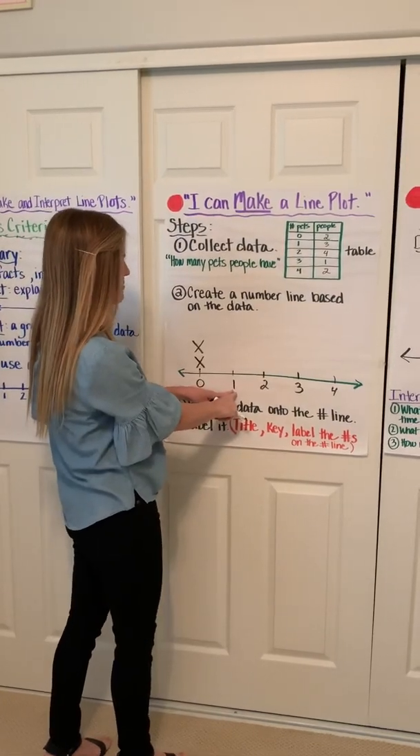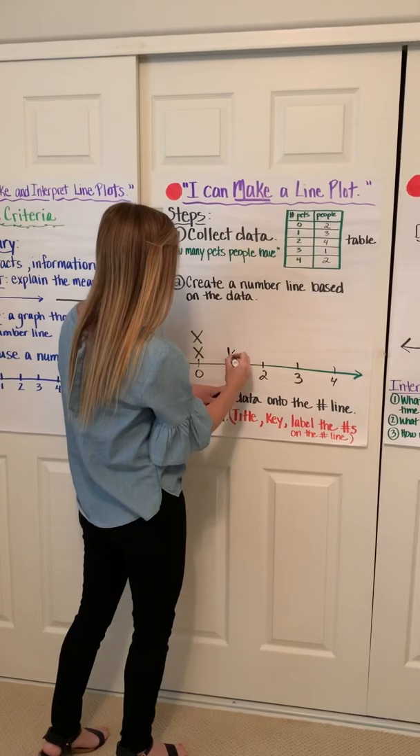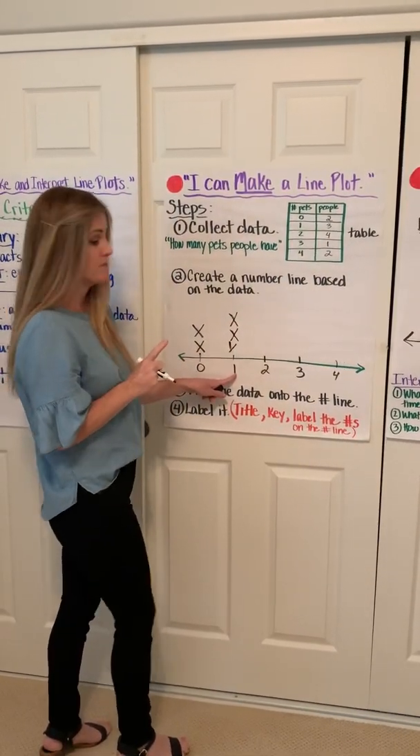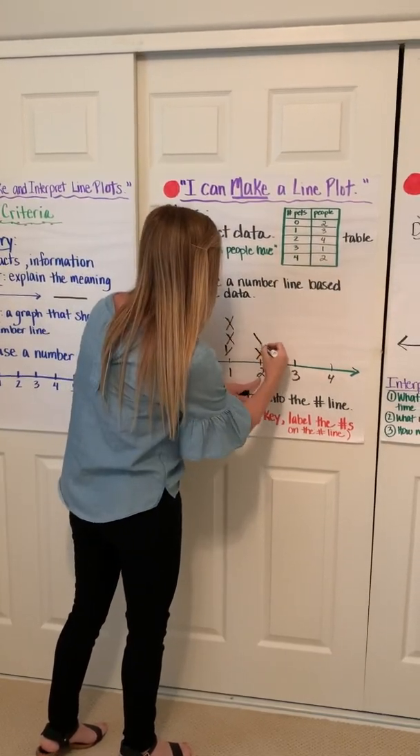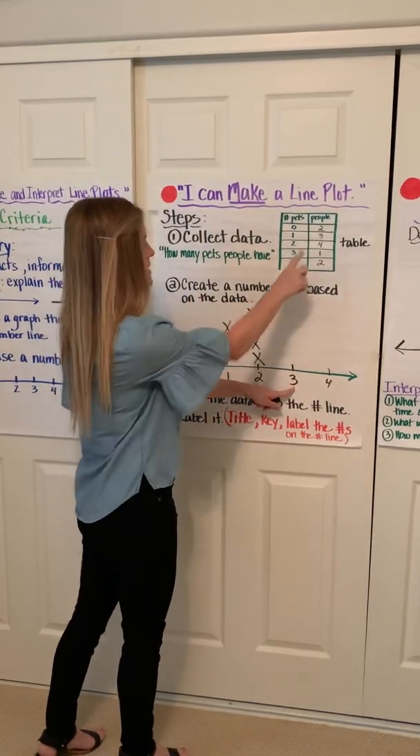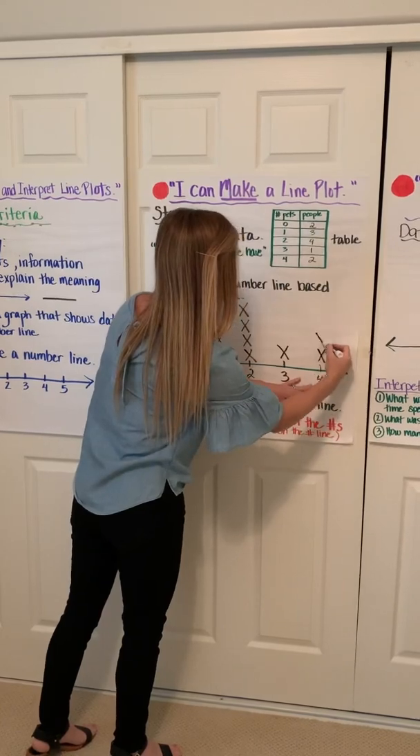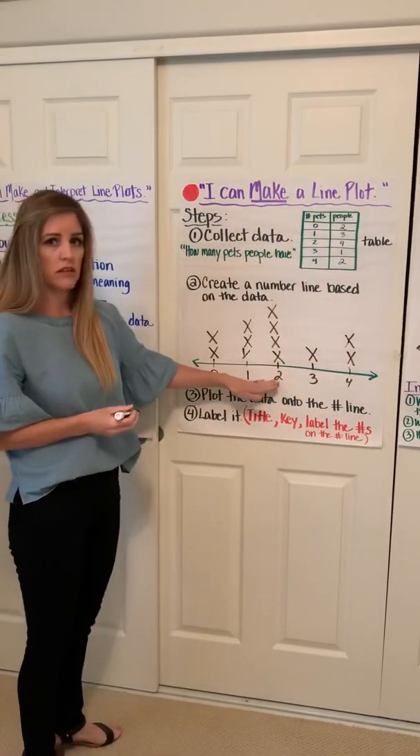How many people had 1 pet? Well, I take a look, 3 people. I'll be placing 3 X's above 1 pet. 2 pets, I have 4 people. 4 X's, again going vertically. 3 pets, I only have 1 person. And 4 pets, I had 2 people. So I just plotted the data onto the number line.